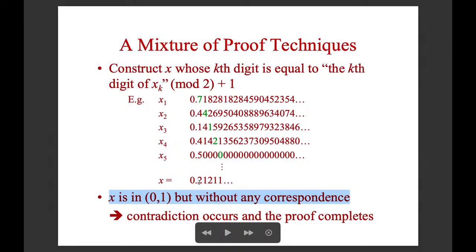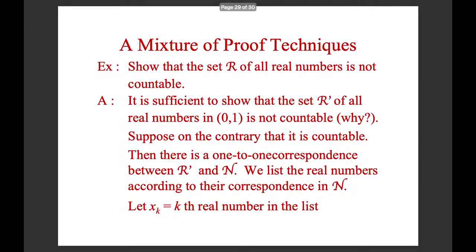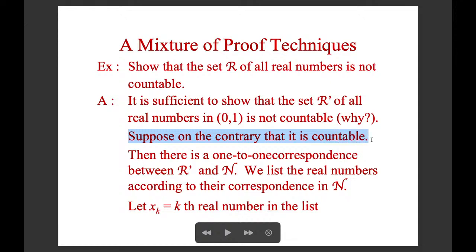We have a contradiction because we claim that there is a one-to-one correspondence between the real numbers and the integer set, and this means that any real number between 0 and 1 will be listed somehow. So any number will be listed. But here we find a certain number in that group is not listed. So we get a contradiction. The contradiction comes from this one. And so the original assumption, supposed on the contrary that it is countable, is incorrect. So that means that the set here, R prime, is not countable, and done.